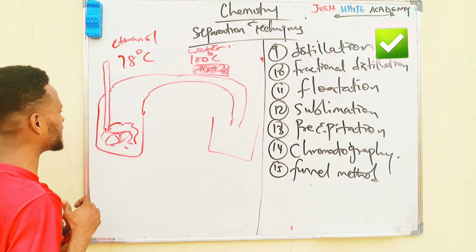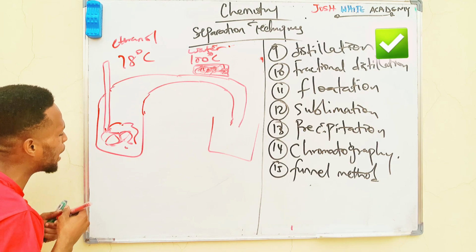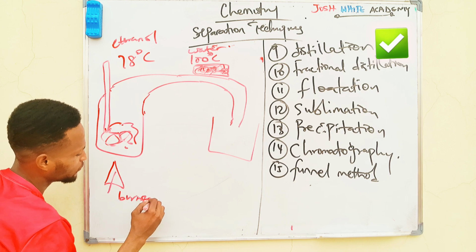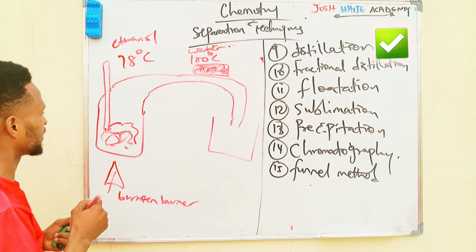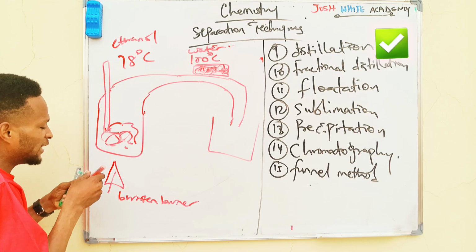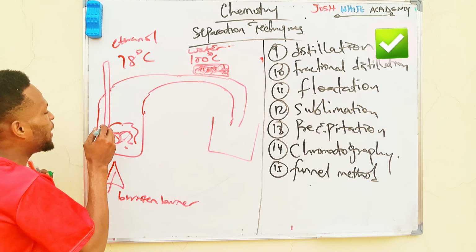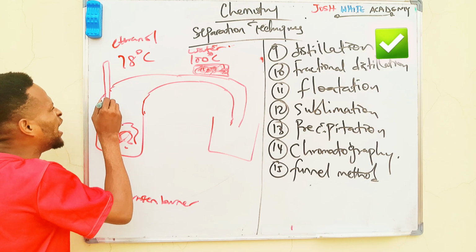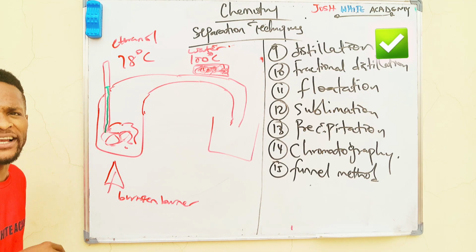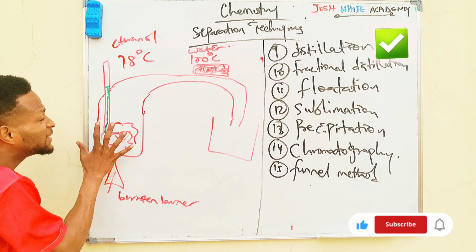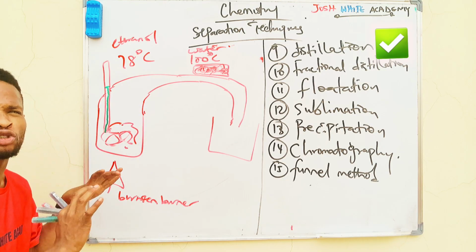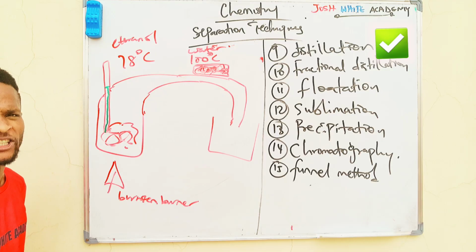Now, this is the mechanism. As I begin to apply my heat through my Bunsen burner, the mercury in this thermometer begins to rise. When it reaches 78, it will stop, and the mixture will be boiling. At that temperature, what is boiling is not actually water, because water does not boil at 100. It's ethanol that is boiling.